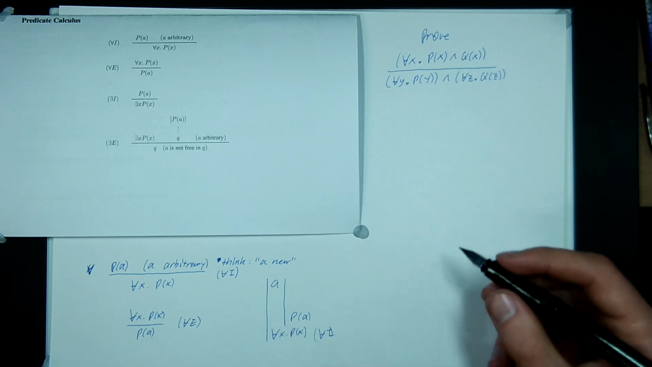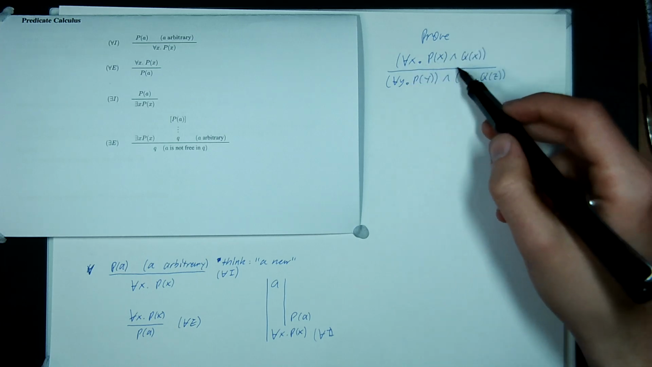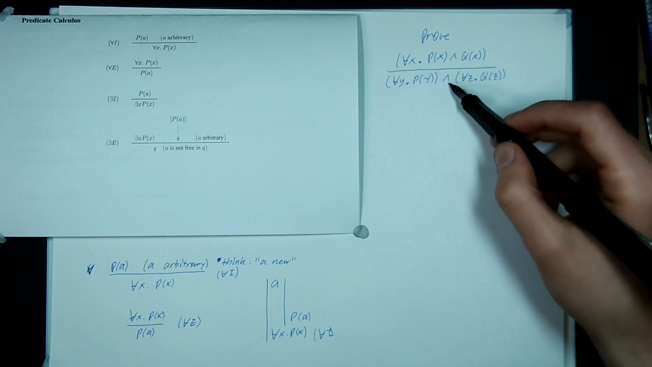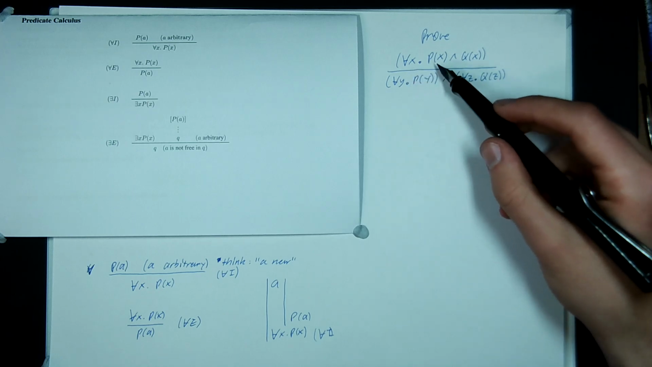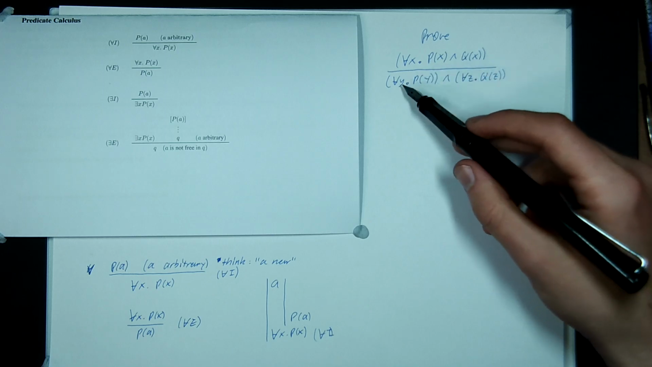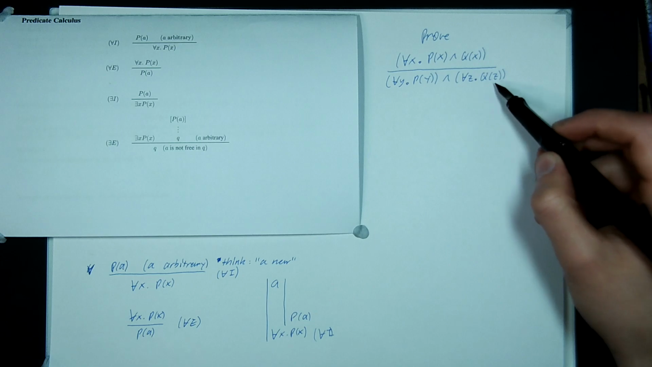So let's go through an example. Let's try to prove this statement here. For all x, p of x and q of x means for all y, p of y, and separately for all z, q of z. So this makes sense. If everyone in the world wears red shirts and blue pants, then everyone in the world wears red shirts, and also separately, everyone in the world wears blue pants.